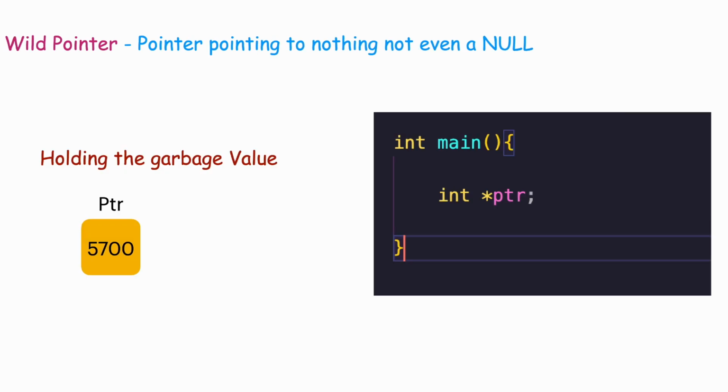And the last one is called a wild pointer, the pointer which is not pointing to anything, not even null. See, I have the ptr, it does not contain anything. Now the question comes, what do you mean by this 5700? This is what we call a garbage value.